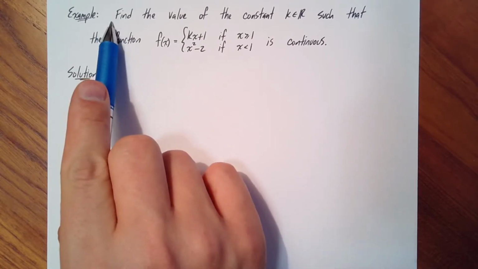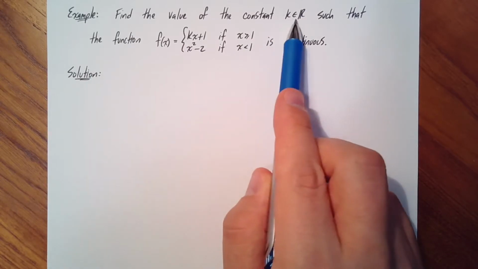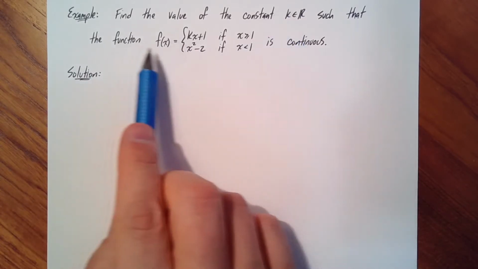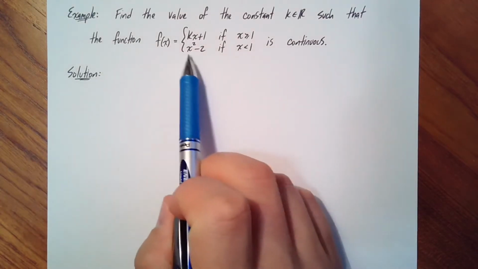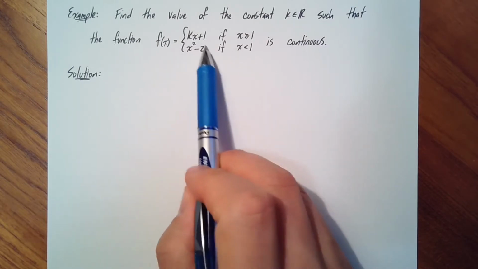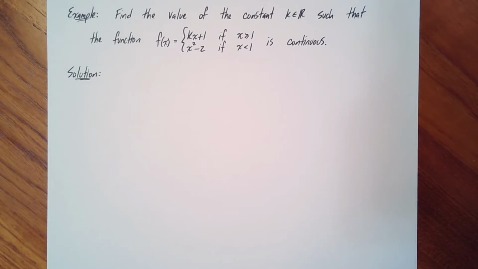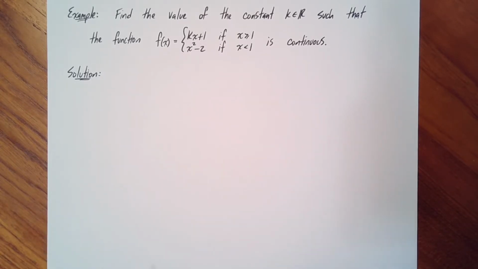If you back up now and read the whole example carefully, it says find the value of the constant k, so the constant real number k, such that this function is continuous. Okay, well, think about it this way. X squared minus 2, that's a polynomial. So if you were just dealing with the function x squared minus 2, you'd have a continuous function. And same with kx plus 1. Even though we don't know what k is, kx plus 1, that's a linear function with slope equal to whatever k is, and a y-intercept of 1. But even more generally, it's a polynomial, and those are known to be continuous.